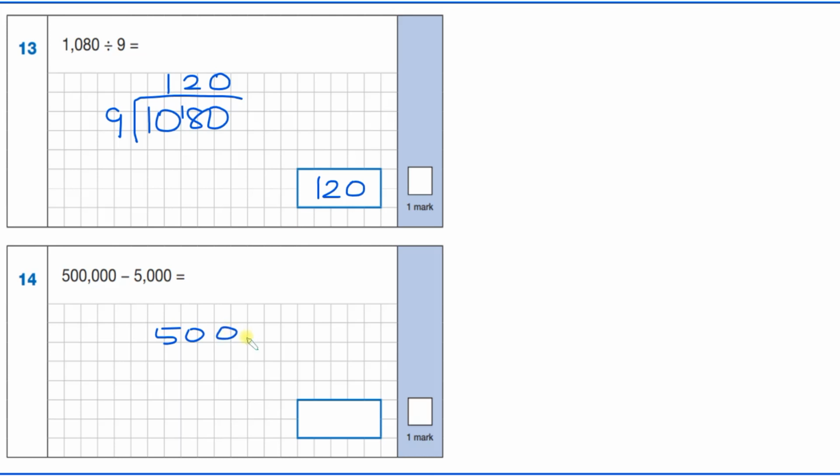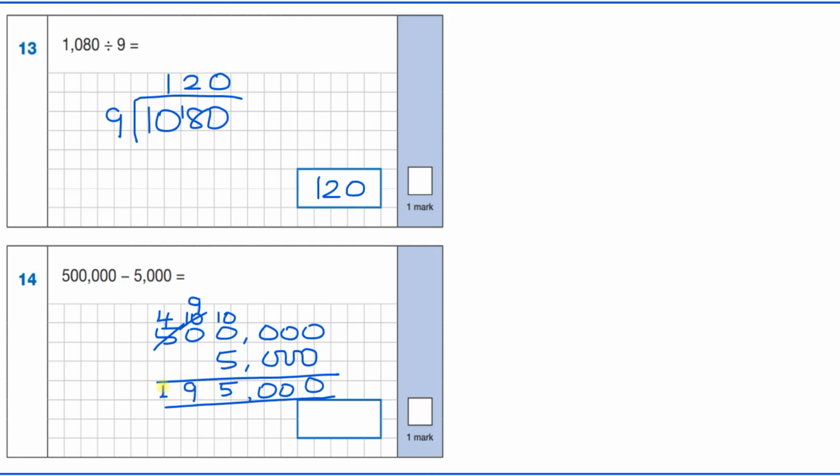500,000 and take away 5,000. You need to be careful with subtraction. Now here you need to be very careful. 5 becomes 4 and it will give 1 to the next number, making 10. The 10 becomes 9 and it will give 1 to this one. So that is 10. 10 take away 5 is 5. 4, 9, 5.